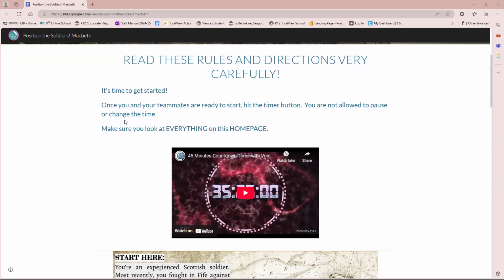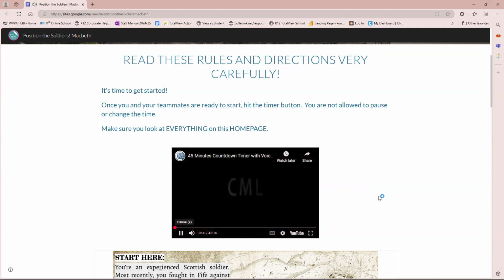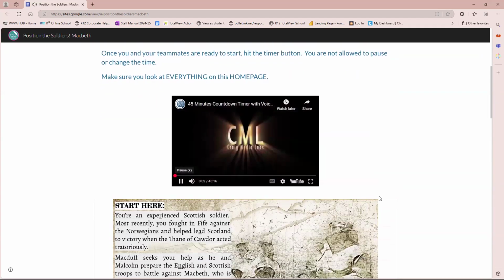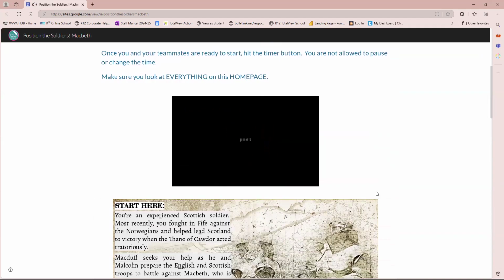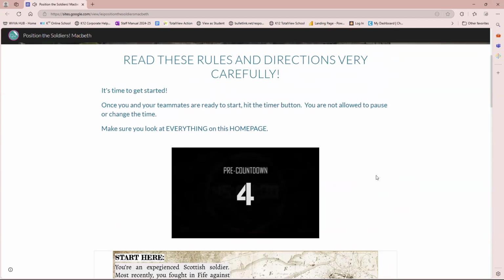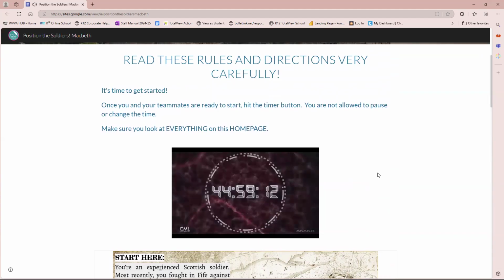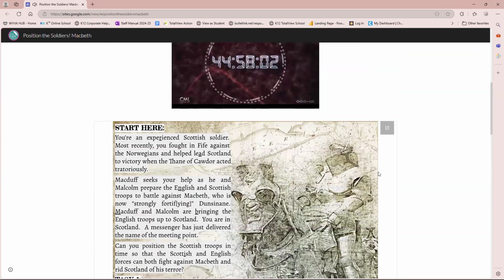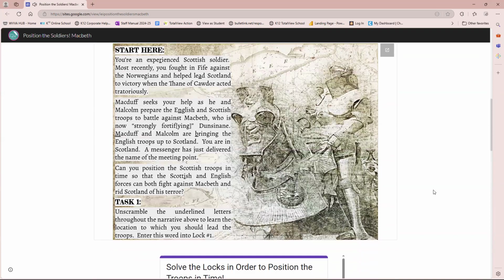Once you and your teammates are ready to start, hit the timer button. You are not allowed to pause or change the time. Make sure you look at everything on this home page. So we're going to click our timer, and it will start our countdown at 45 minutes here. T-minus 45 minutes. Right, so start here.